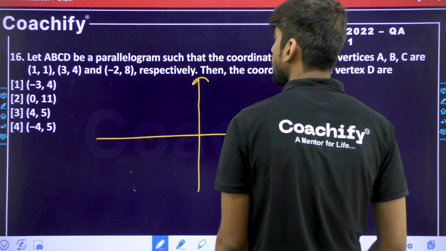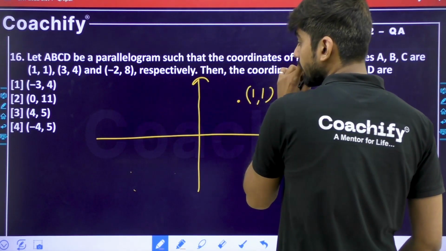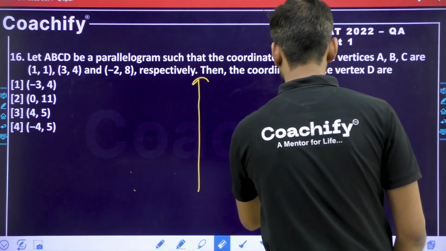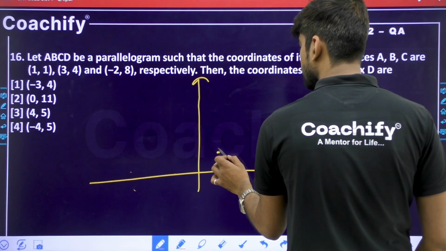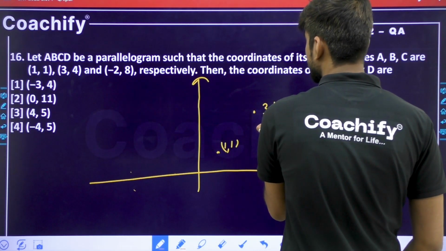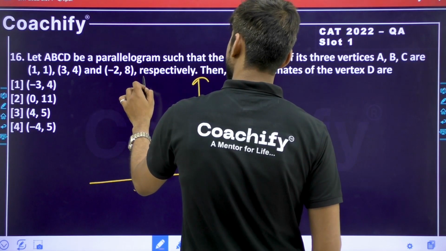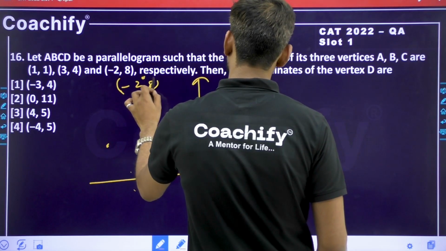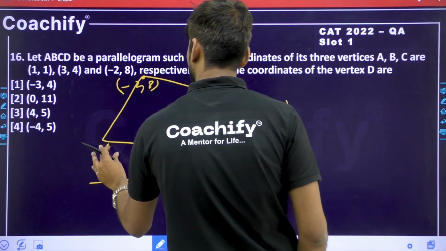So let's say my one point is 1, 1. This is my one point, which is 1, 1. My other point is 3, 4. Let's say this point is here. Next point is minus 2, 8, which will be somewhere here. And my fourth point is going to be somewhere here. So if I join, this will be somewhat like a parallelogram.